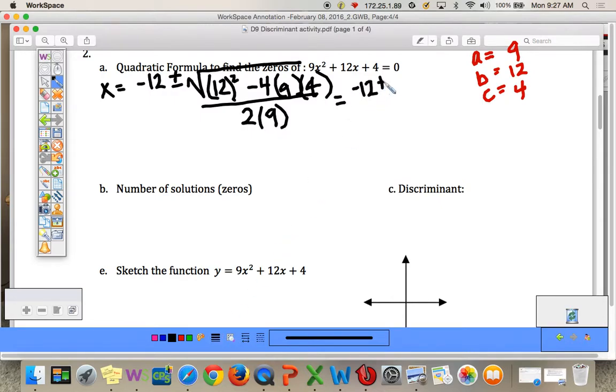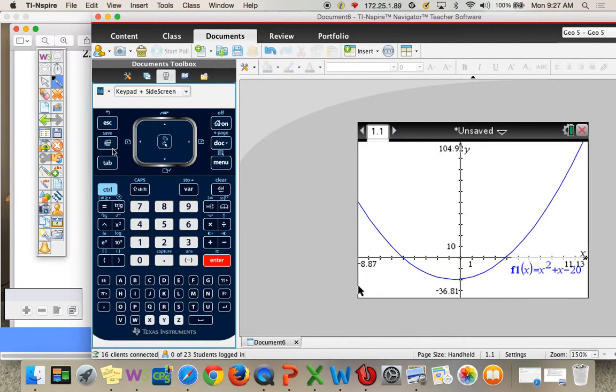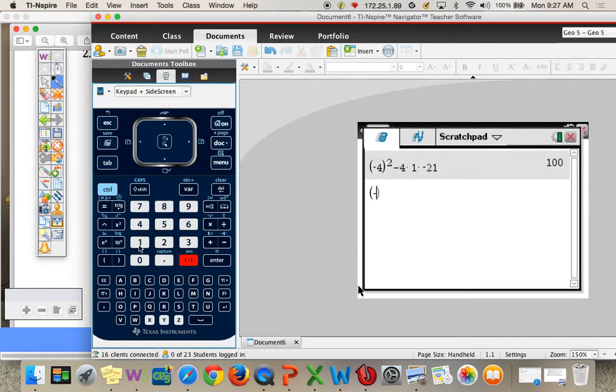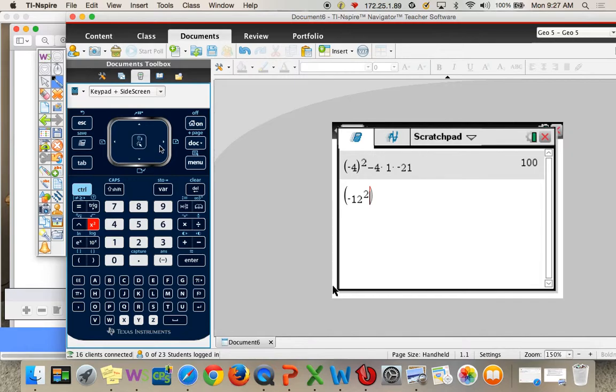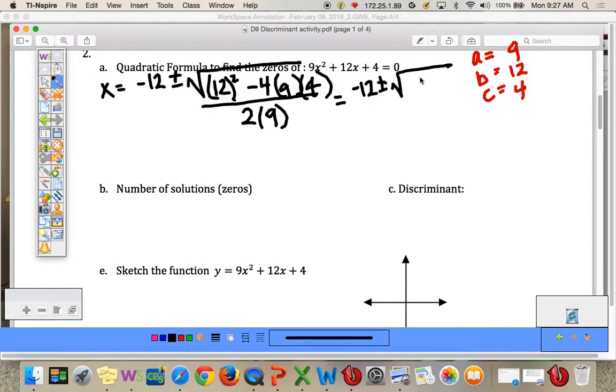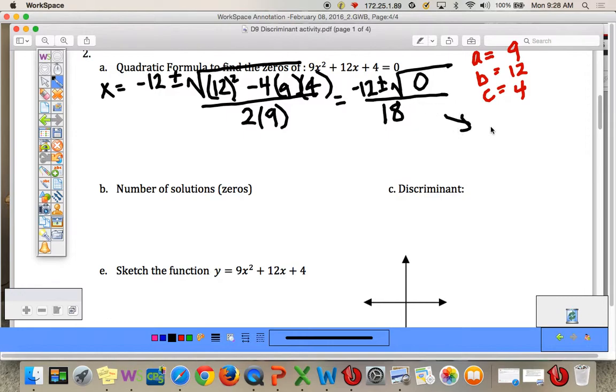Okay, get our 3 musketeers. We get negative 12 plus or minus. Let's type this in our calculator. Let's use scratch pad. So we have negative 12 squared, this squared has to be on the outside, minus 4 times 9 times 4. Okay, so that's 0 all over 18. All right, so this one, the square root of 0 is 0, so we just have negative 12 over 18, and that reduces. I can divide each one by 6, and I'll get negative 2/3. So we only have 1 zero here, and that's at negative 2/3.